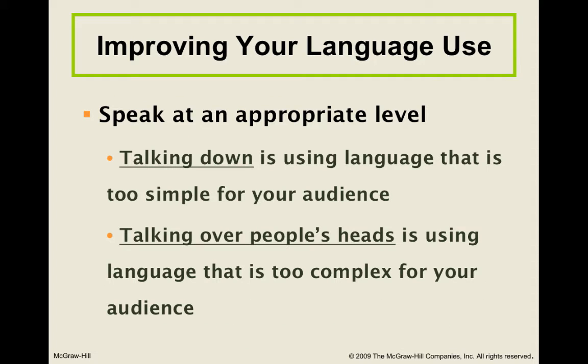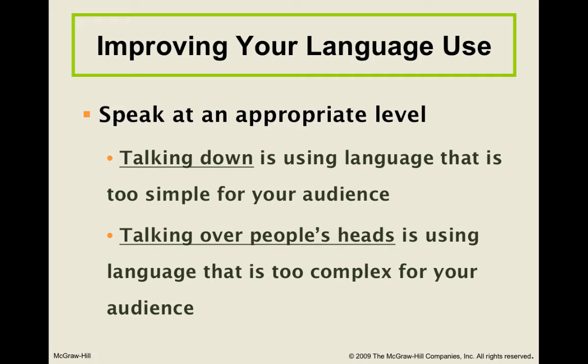Now, speaking at an appropriate level, I don't mean speaking the volume level, too loud or too soft. No, this has to do with adapting to your audience. So you don't want to talk over their heads. You also don't want to talk down to somebody, especially if you're having a one-on-one conversation with them. Talking down is using language that's too simple for your audience, and if you're talking to someone like that, they're going to be insulted fairly quickly.